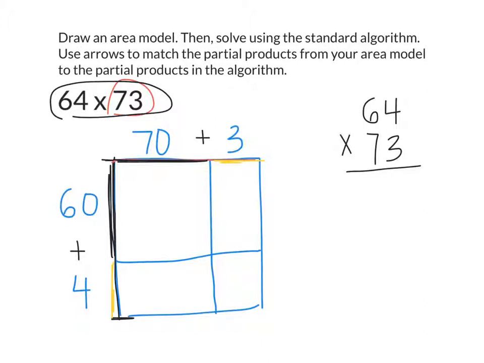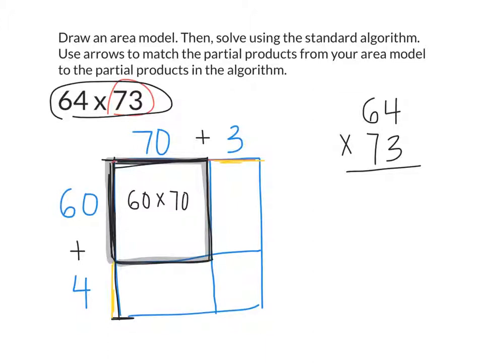How would I find the area of this black square right here? How would I find the area of this black square? Niv? I would do 60 times 70. So go ahead and write that inside. We know that because this length is 60 and this width is 70. And we know that to find the length times the width is how we find the area.